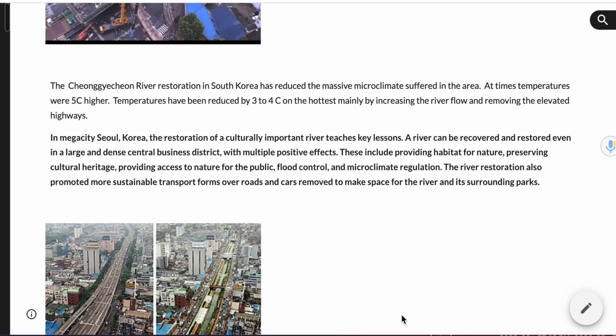So as you dig down a little bit deeper, we can actually see quite massive impacts of restoring the river. It says here, at times those urban temperatures in that particular area around the road were 5 degrees centigrade higher than the rural areas. Since the river has been reinstated, consistently during the summer, we've seen temperatures drop between 3 to 4 degrees centigrade after those elevated highways have been removed.